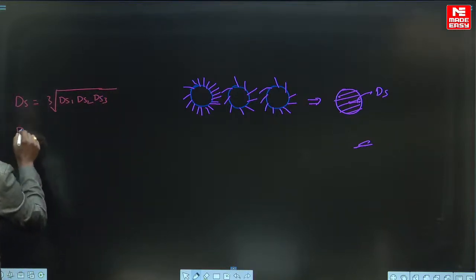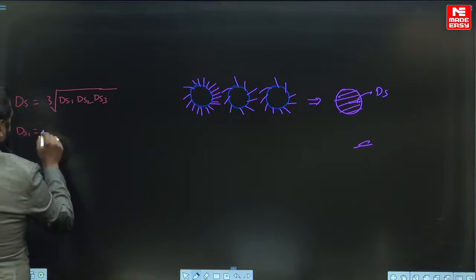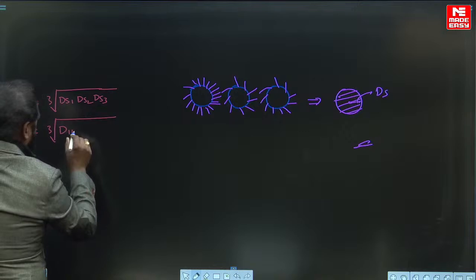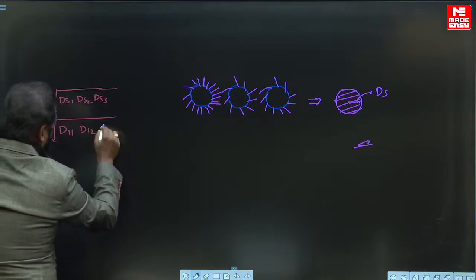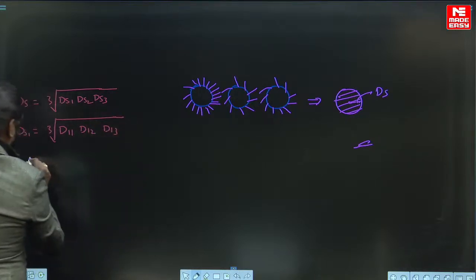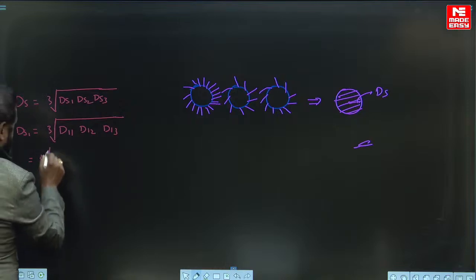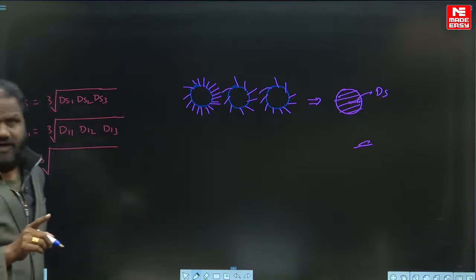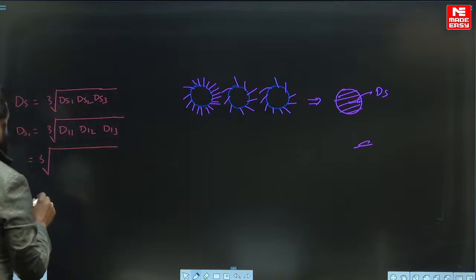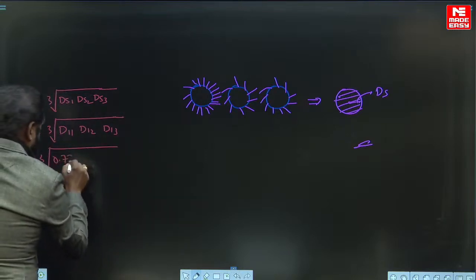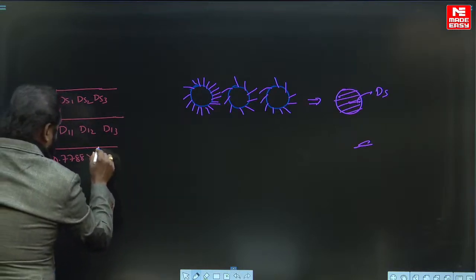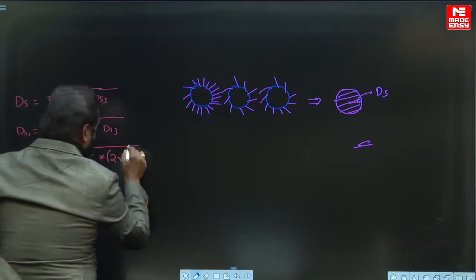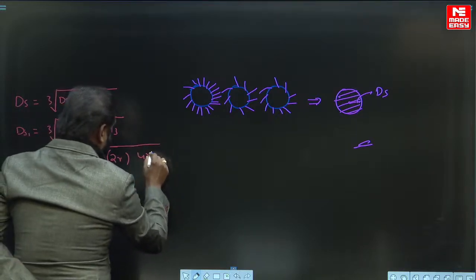Now what is ds1? ds1 is equal to the cube root of d11, d12, d13. The cube root of d11 is r dash, which equals 0.7788 r. d12 is equal to 2r, and d13 is equal to 4r.